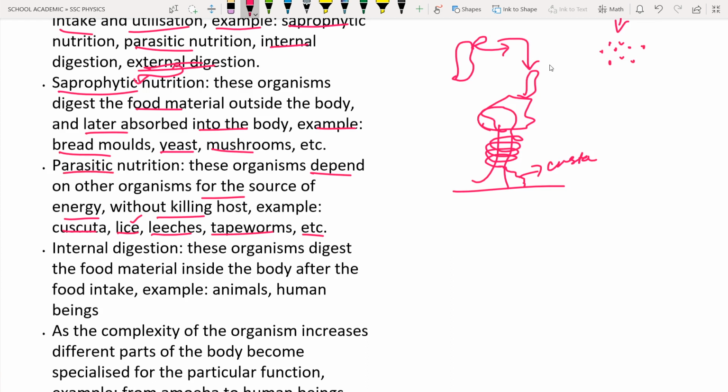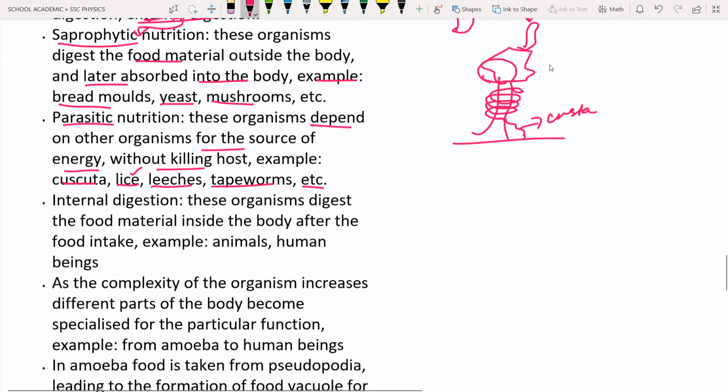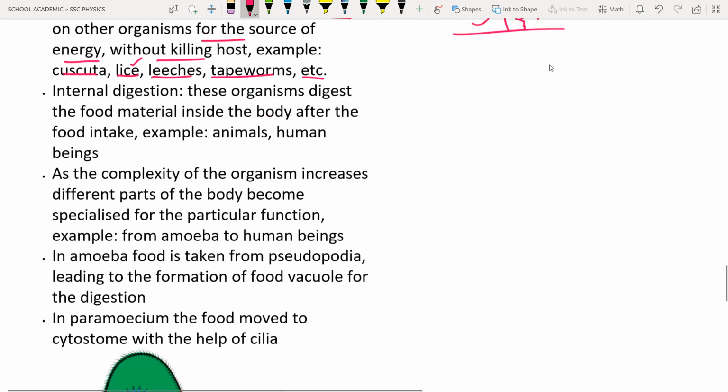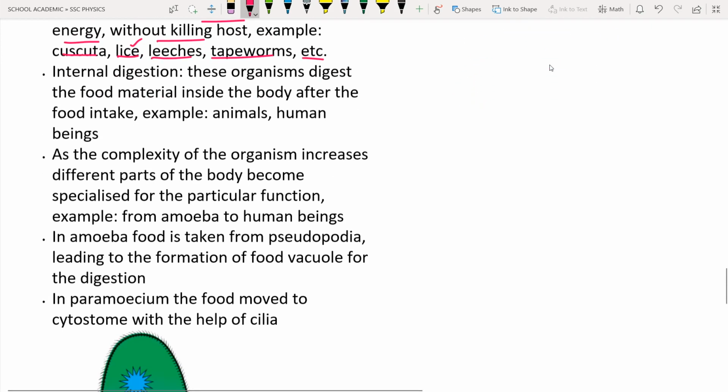They will not kill the host. If you see here, Cuscuta will not kill the main plant. Without killing the host plant, it absorbs the nutrients. Next is internal digestion. These organisms digest the food material inside the body after the food intake. For example, human beings, animals, and so on.